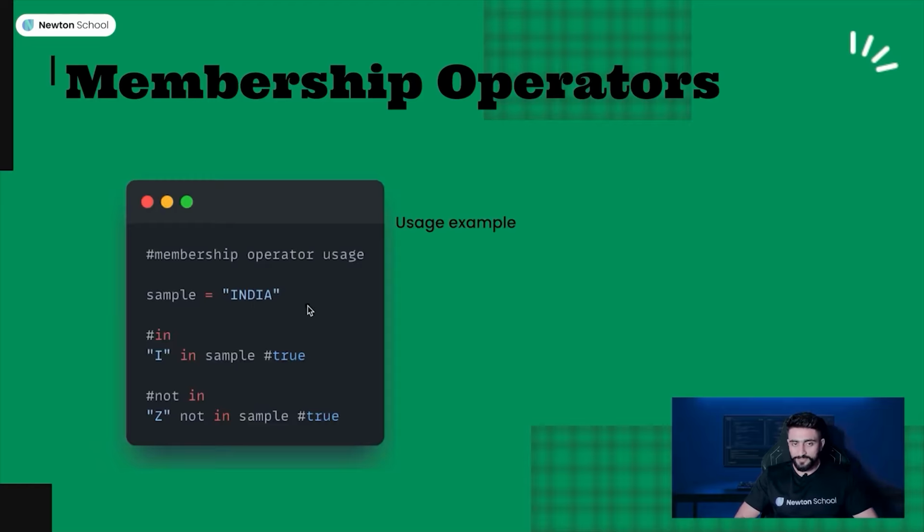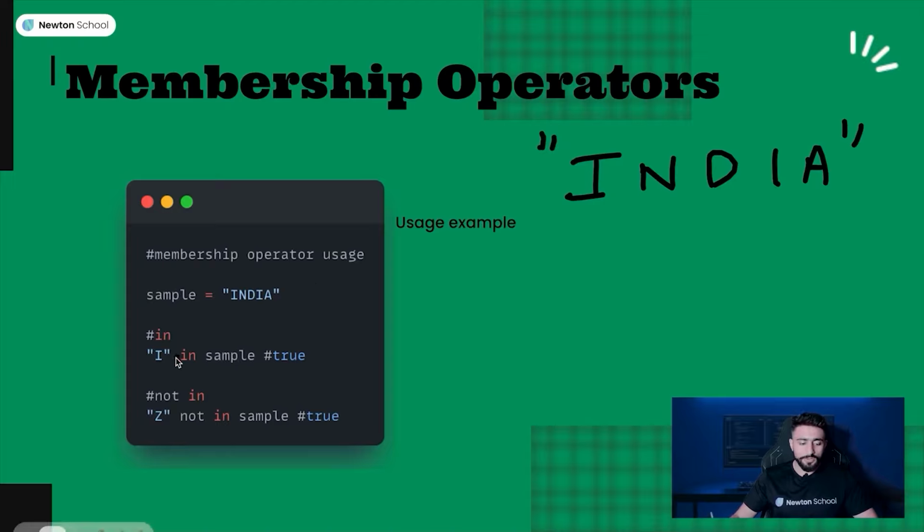So if you see, sample is a string. It's India, INDIA. It's a string, it's data. Now you are saying I in sample. This is my code: I in sample. What will it return? Is I part of it? Yes, so it will return true. Z not in sample: is Z not part of it? Yes, so it will also return true.